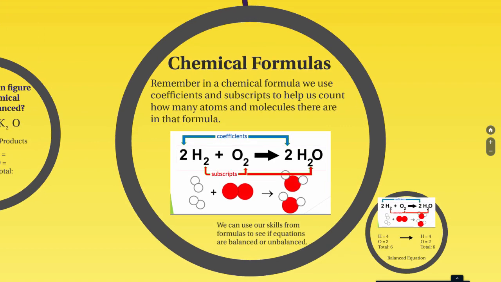Chemical formulas. So remember, in a chemical formula, we use coefficients and subscripts to help us count how many atoms and molecules there are in that formula. So we're going to take what we learned on how to count our atoms from our formula and apply that to our chemical equation to see if the equation is balanced or not. Because according to the law of conservation of mass, we don't want to have a different number of atoms or new elements in our equation. There should be the same number of atoms on each side of the equation, the reactant side and the product side.